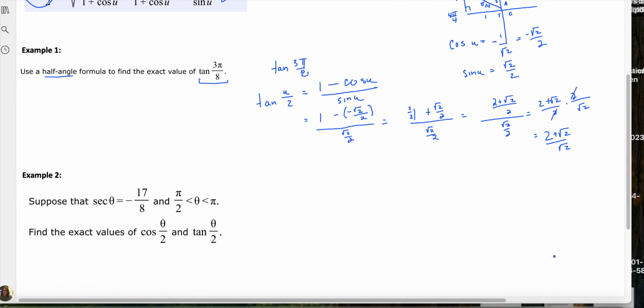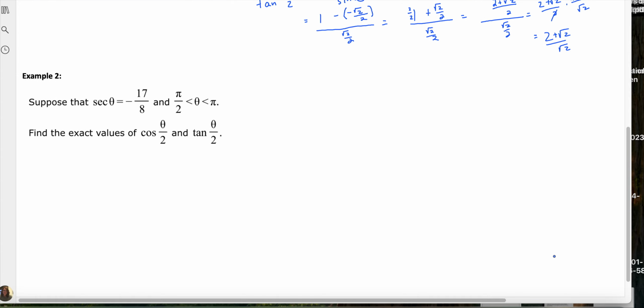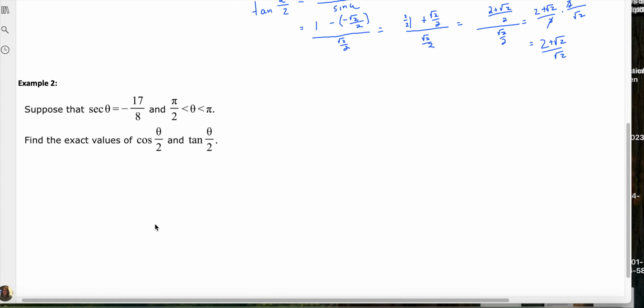All right, let's try another example. Another variation of examples that you'll see within this unit is something like this. We're told that secant of some theta is equal to negative 17 over 8, and that theta is in between pi over 2 and pi. So that tells us that if we're going to draw this, here's pi over 2, here's pi. That means that our triangle should be drawn in quadrant 2.